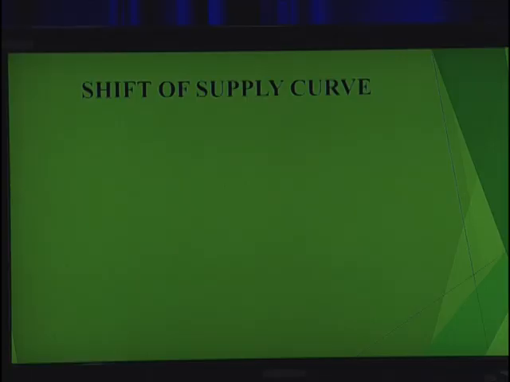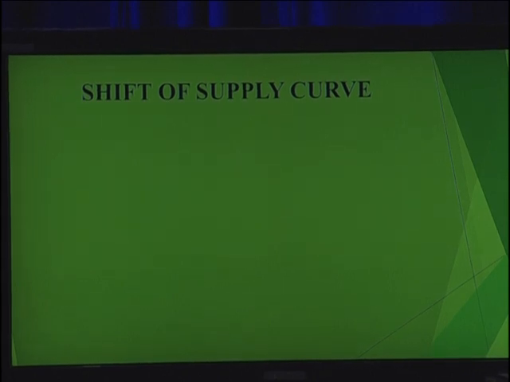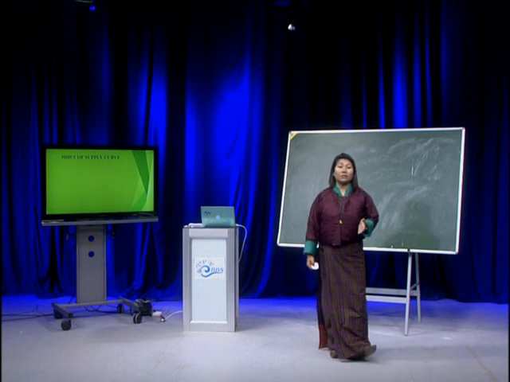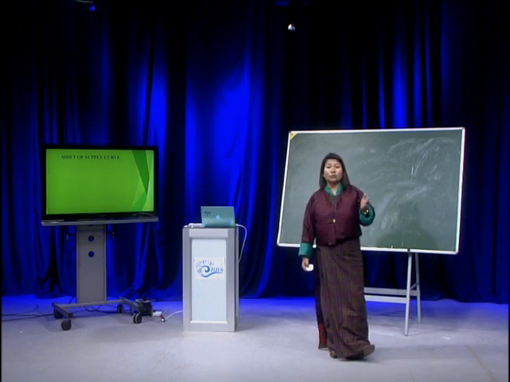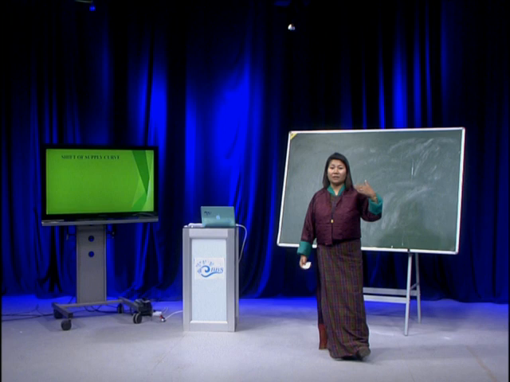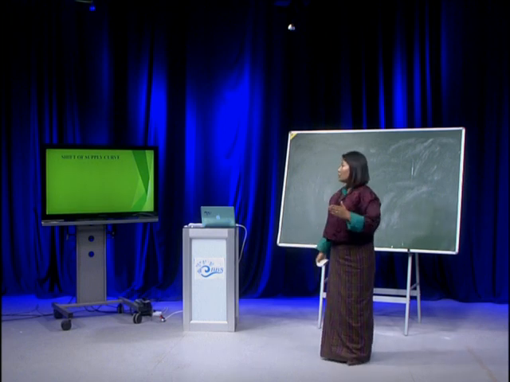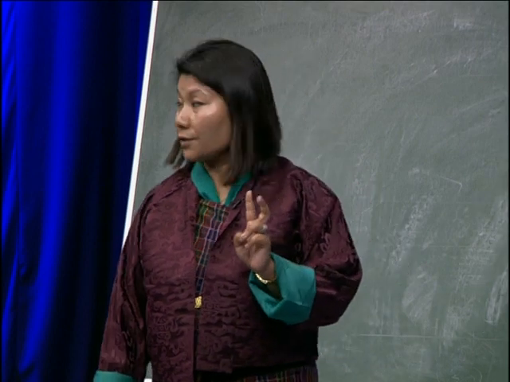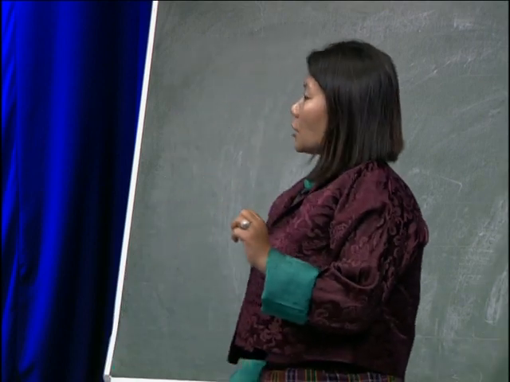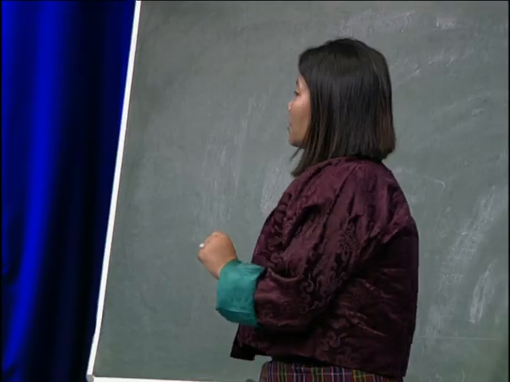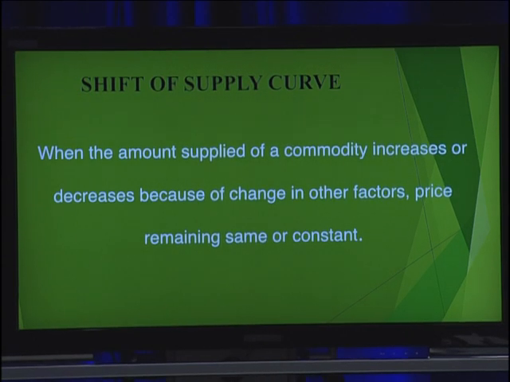Next one is shift of supply curve. So here again is a movement, but the movement is going to be different. Earlier it was movement along the supply curve. Now is the shift. So in the shift also we have two situations or two cases of the shift, when the amount supplied of a commodity increases or decreases because of change in other factors, price remaining same.